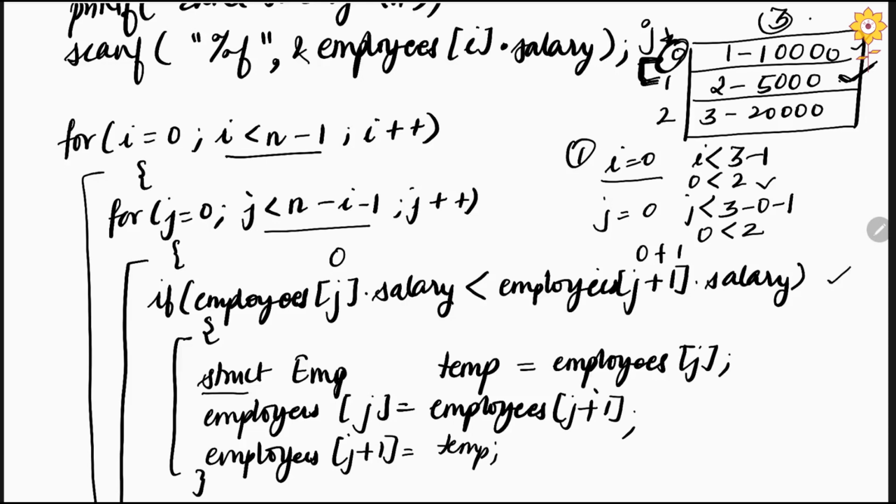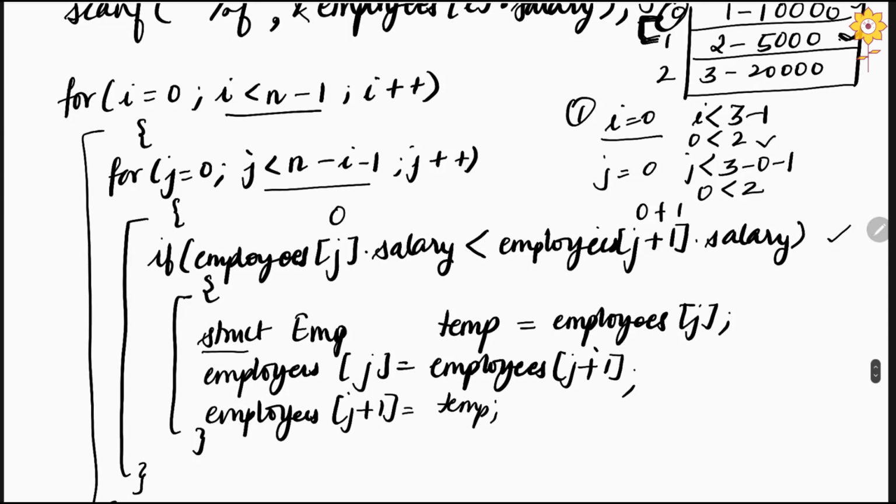So, it will not get inside, but it will come back up to the inner for loop and increment the value of j to 1 now. So, i is still 0, j is 1. In that case, here again 3 minus 1 minus 1, because j is 1, is 1. So, is 0 less than 1? Yes. So, what will it do now?